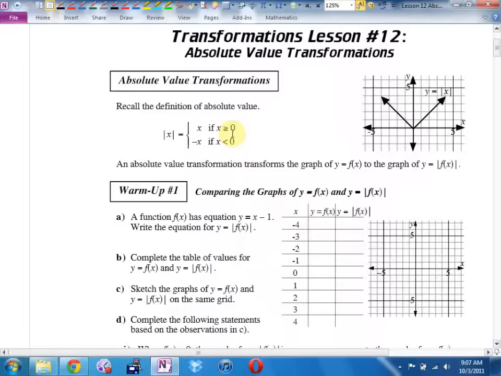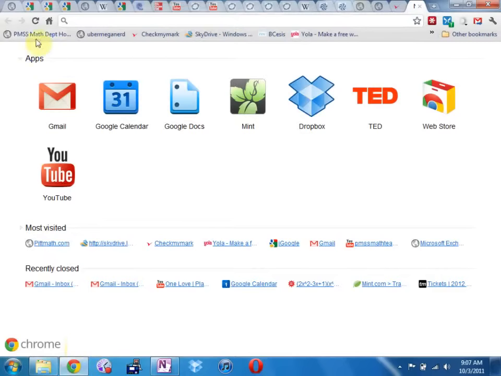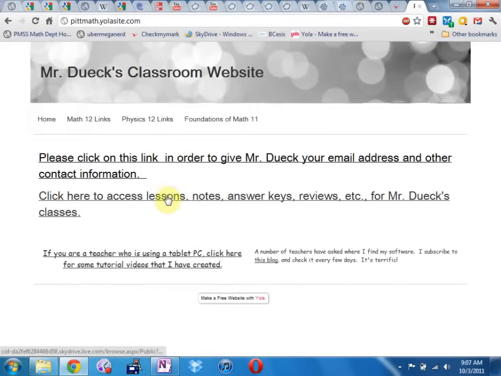Click here for today's notes. Go to Block A. Somewhere in Block A, Unit 1 Transformations. It's there. I saw about 10 of you look blank. Go to pitmath.com. Click here to access today's notes. Go to Block A, Unit 1 Transformations.